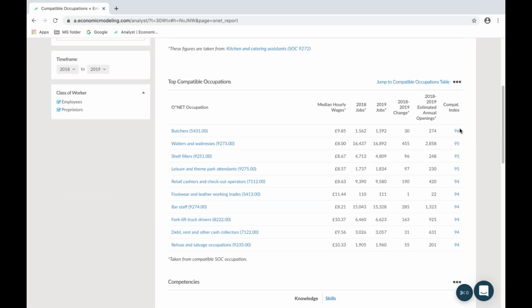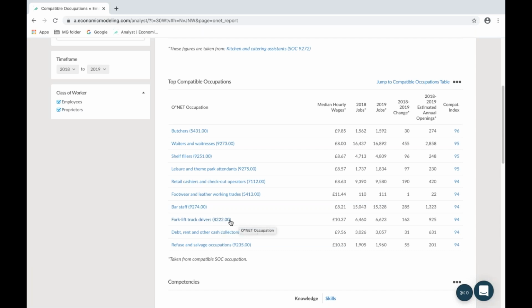And obviously we're bringing in other data there as well in regards to the number of jobs, the median wages, and the compatibility index you can see over there on the right hand side. That's out of a maximum of 100. And you can see waiters and waitresses, butchers are there. But then you can also see shelf fillers, and we obviously know that supermarkets are doing fairly well at the moment, retail cashiers and checkout operators.